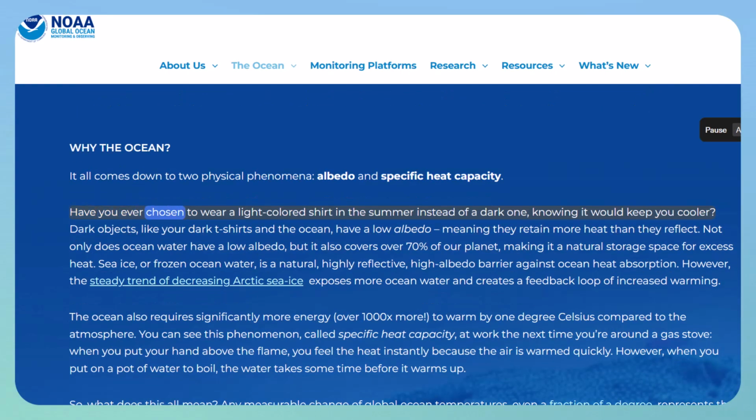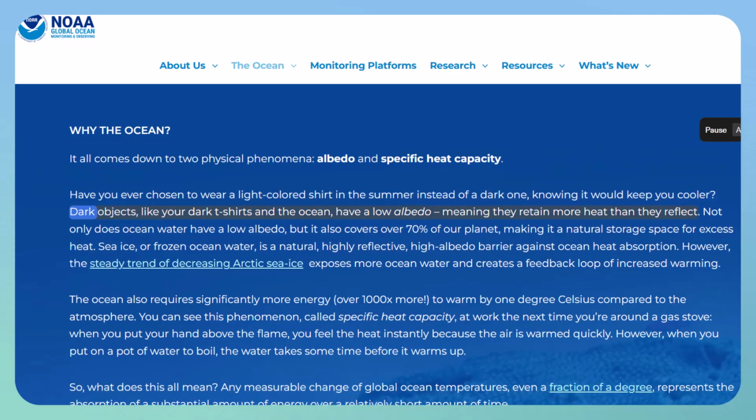Have you ever chosen to wear a light-colored shirt in the summer instead of a dark one, knowing it would keep you cooler? Dark objects, like your dark t-shirts and the ocean, have a low albedo, meaning they retain more heat than they reflect. Not only does ocean water have a low albedo, but it also covers over 70% of our planet, making it a natural storage space for excess heat.